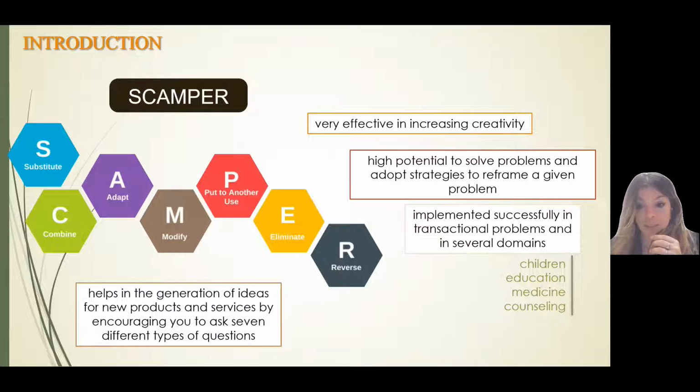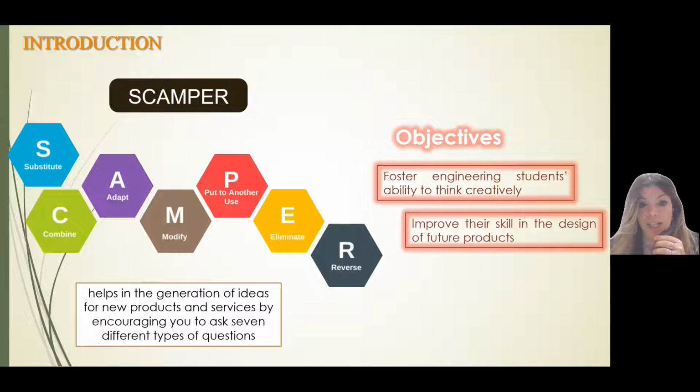Moreover, it has been successfully implemented in transactional problems and in several fields, including children, education, medicine, or counseling. However, up to now, it has hardly been introduced in engineering degrees. Thus, the purpose of this study was to foster creativity of engineering students and to improve their skills in design of future products.